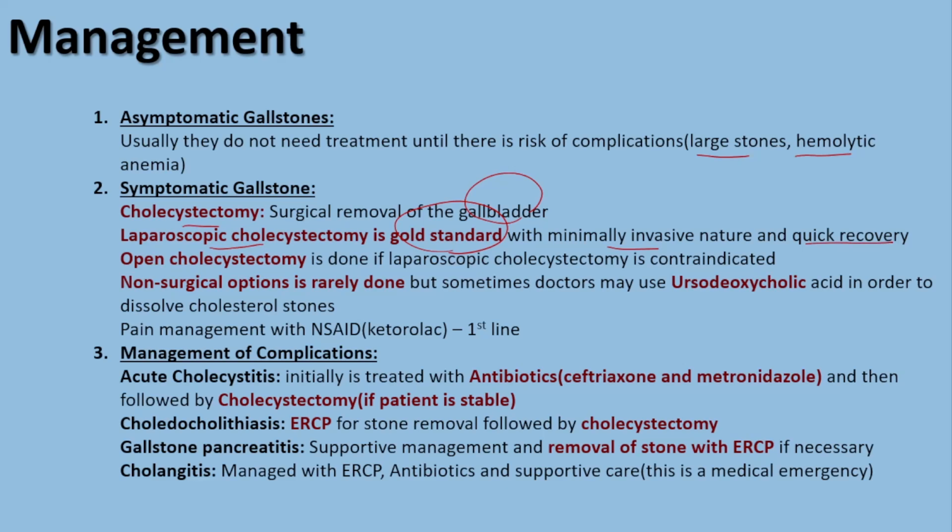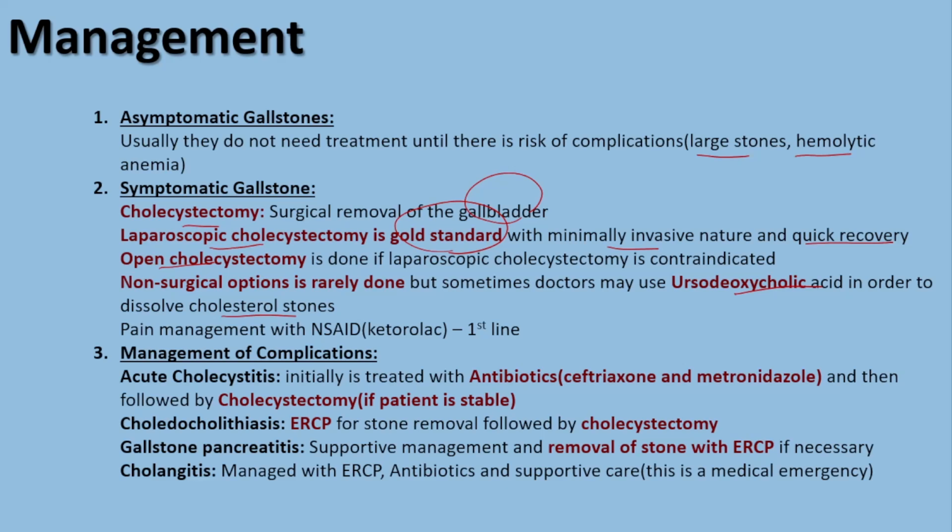Another surgical option for cholecystectomy is open cholecystectomy, and this is usually reserved for patients who have a contraindication for laparoscopic cholecystectomy. We also have non-surgical options for cholelithiasis, but this is rarely done, and it is done when the patient is not a good candidate for the surgery. So in this case, for example, if the patient has recently suffered a myocardial infarction, we can use ursodeoxycholic acid in order to dissolve the cholesterol stones.